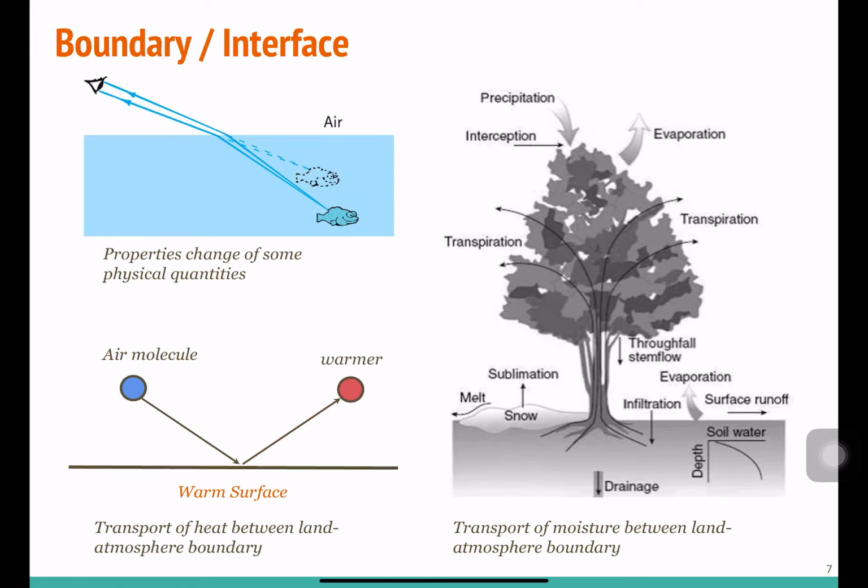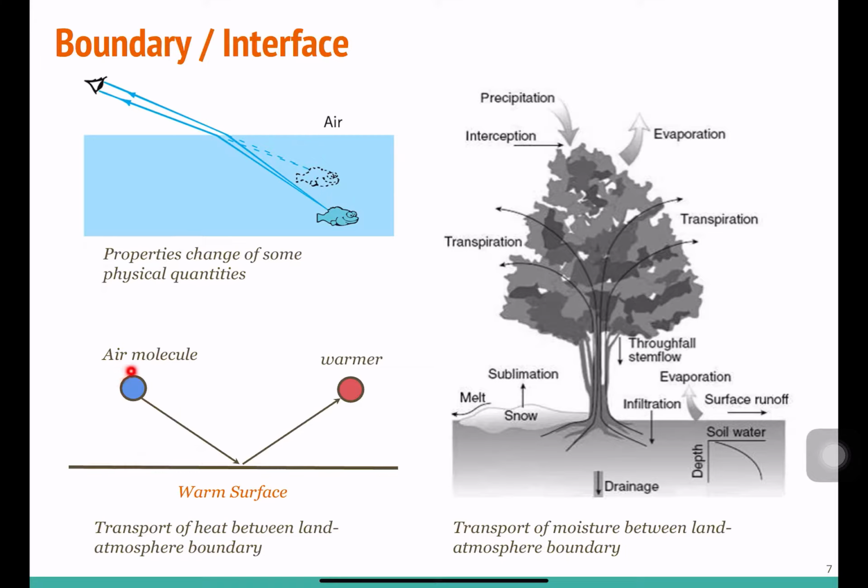So in this course we will talk about boundary layer. So what is a boundary actually? Why do we need to talk about boundary? For example, we have a boundary here between the air and the water. You can see that properties change. Some physical quantities change. And then there is energy exchange between the boundaries.